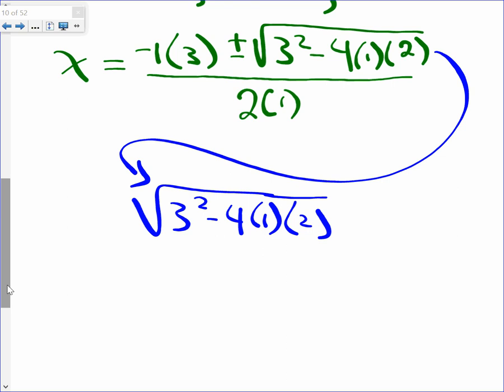Here we go. Let's simplify. Should I do the exponent, subtract, or multiply? The parentheses here only means multiply because there's only one number inside. Should I multiply or do the exponent first? We'll do the exponent first. PE, please excuse: exponent comes first. 3 to the second power really means 3 times 3, right? So that's 9 minus 4 times 1 times 2.